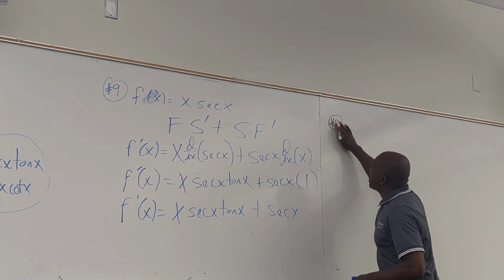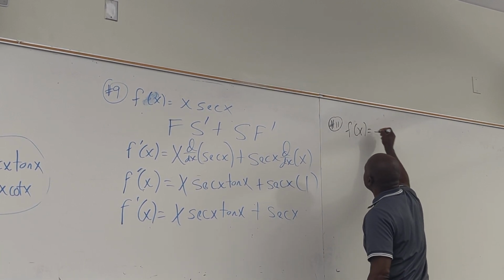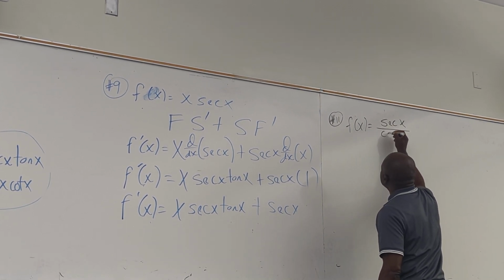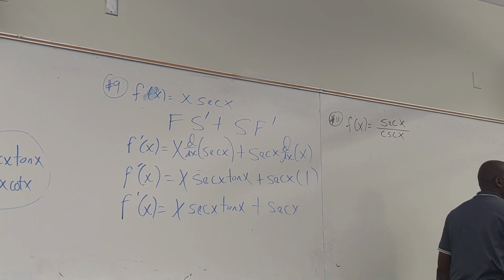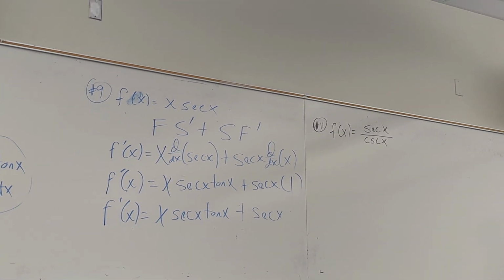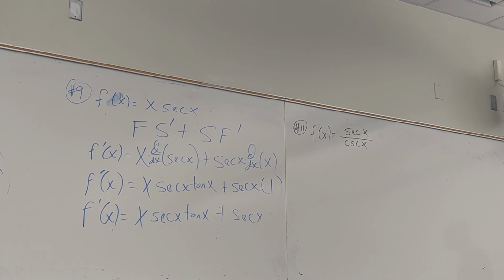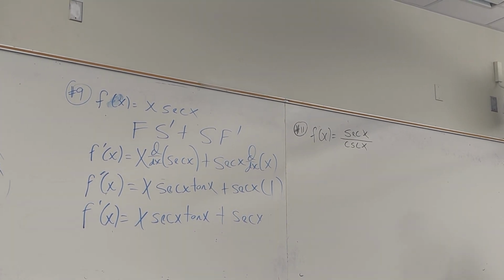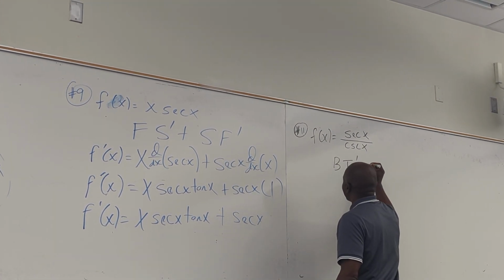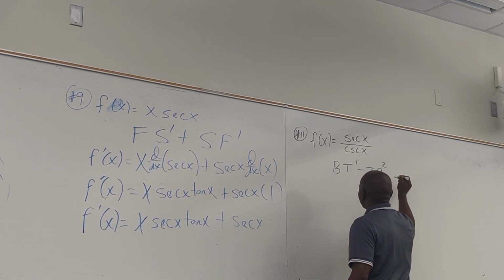Now let's pose number 10 says f of x equals, let's do this one, that doesn't really matter. Secant x all over cosecant x. I want to take the derivative. What rule we gonna use here? Quotient. What? What rule we gonna use? Quotient. We're gonna use the quotient rule. What does the quotient rule say? Bottom times top prime minus top times bottom prime over bottom squared.